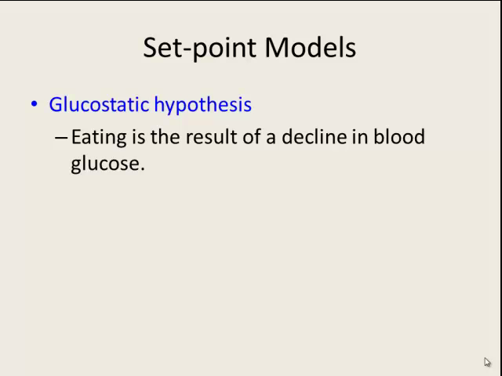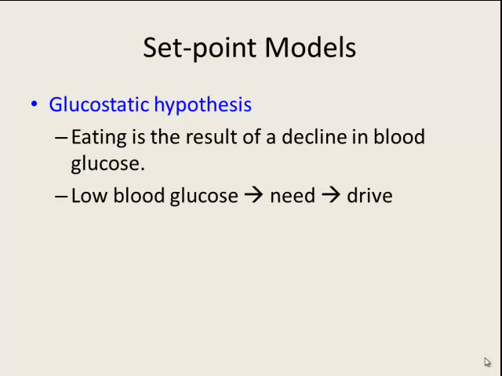This is like a thermostat that sits on the wall. That's where the stat comes in. It's a balancing of sugars. Eating is a result of a decline in blood glucose. There's motivation to eat when you detect there's low glucose. Low blood sugar creates a physiological need, in the terms of Clark Hull, that physiological need produces a drive.